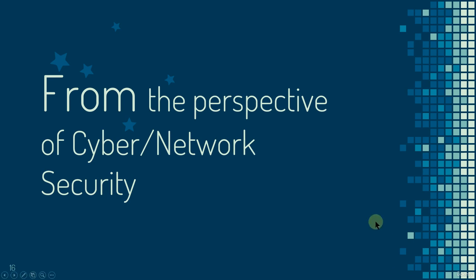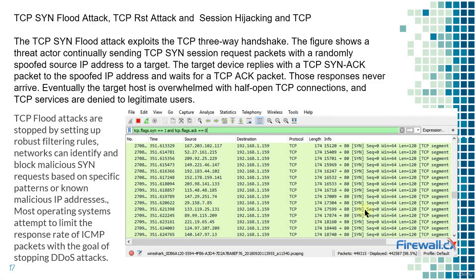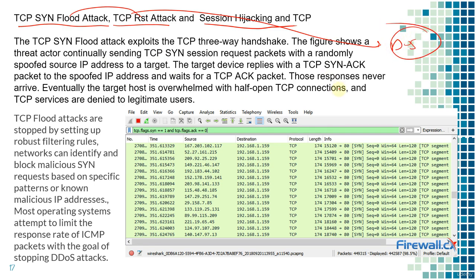Okay, so TCP from the perspective of cybersecurity or network security. Let's first read out what it is saying here. TCP SYN flood attacks. The most common attacks that we face are TCP SYN flood attacks, TCP reset attacks, and session hijacking attacks. We have already talked about these, because the first two are the most common denial of service attacks. Session hijacking is the man in the middle attack. Man in the middle.